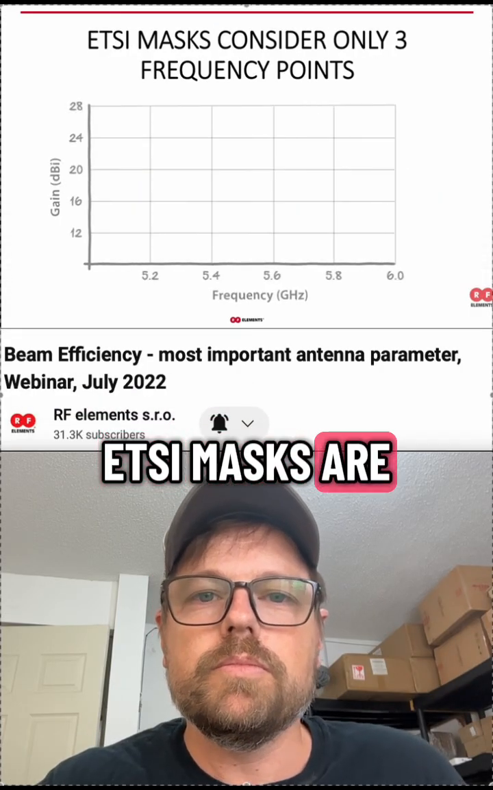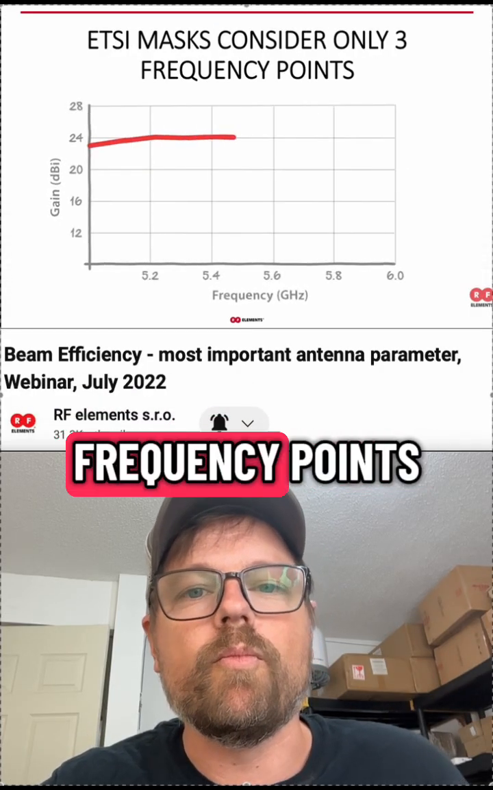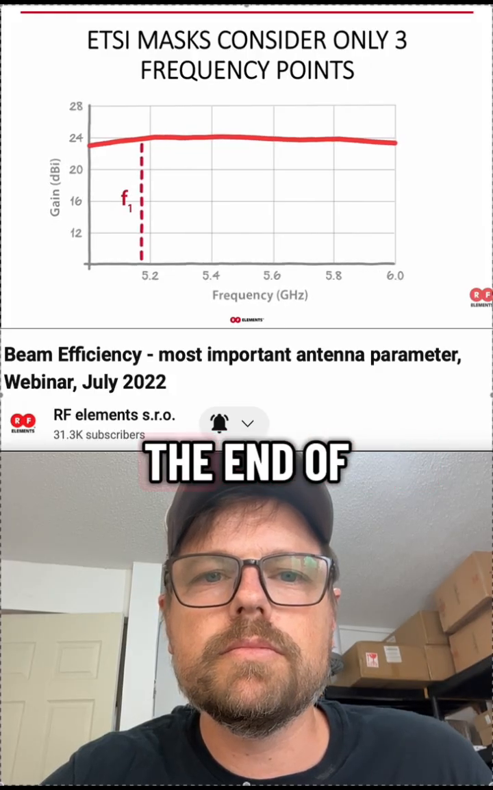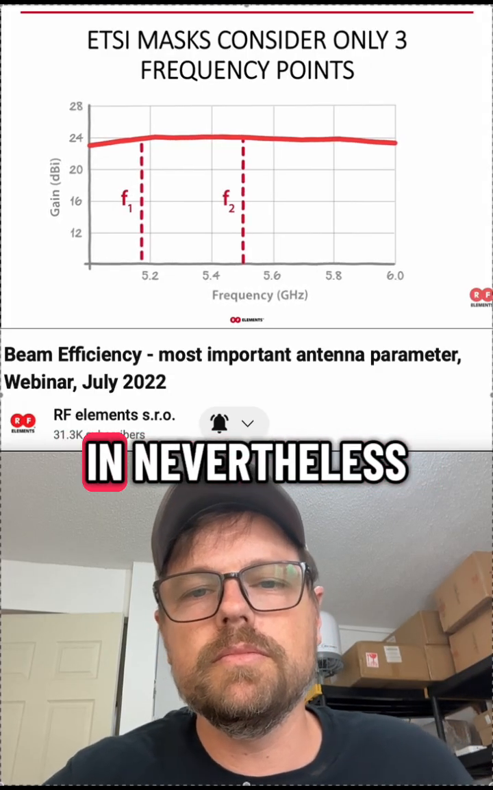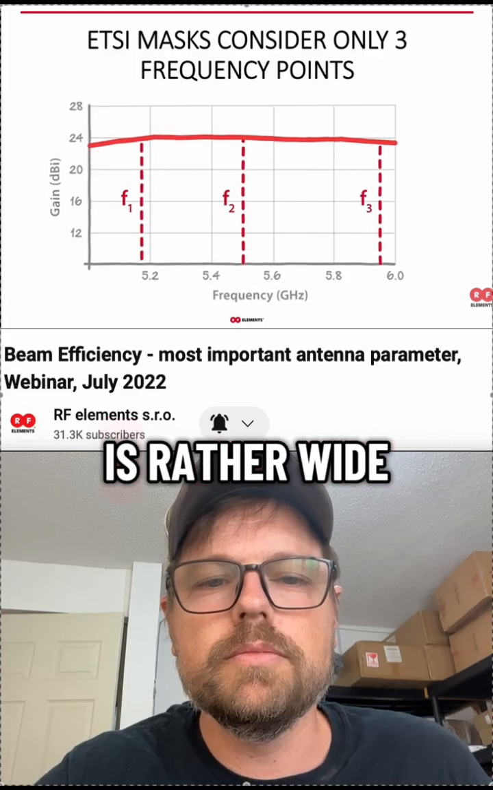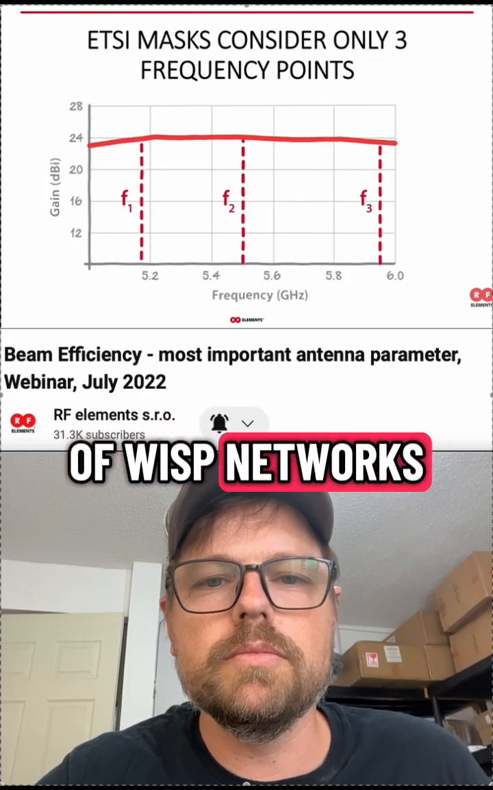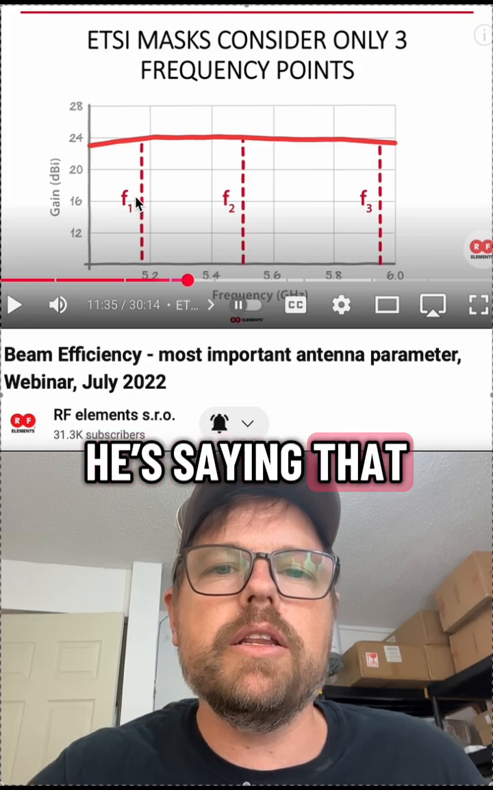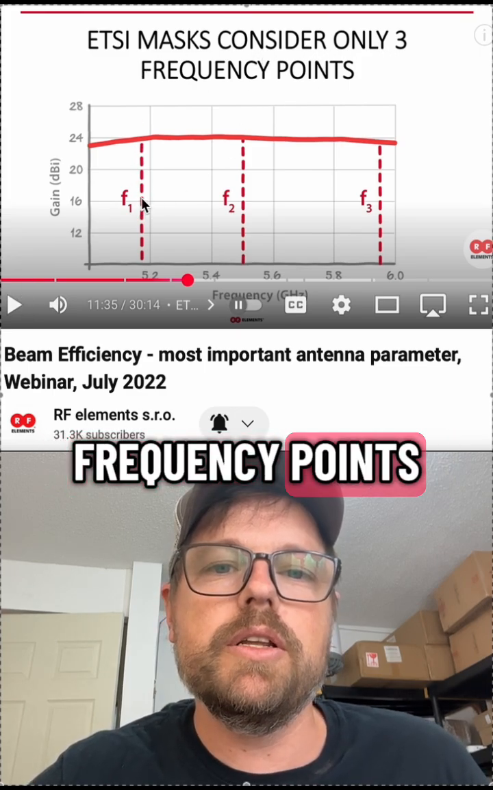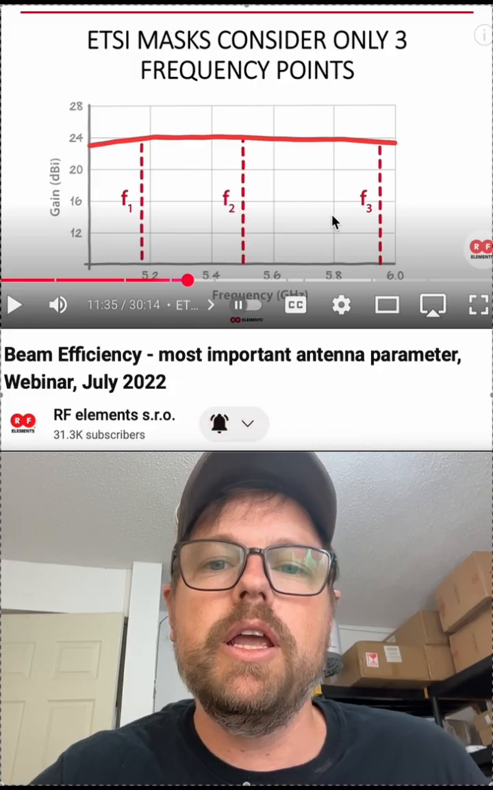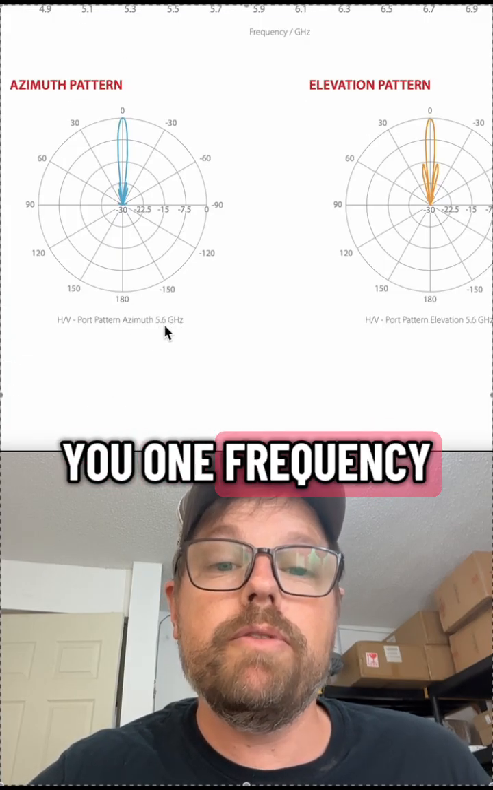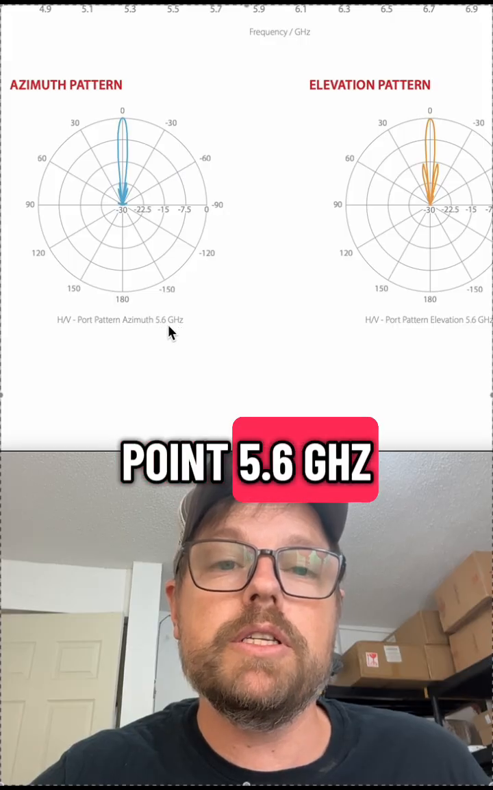ETSI masks are observed at 3 frequency points, so an improvement: the beginning, the middle, and the end of the spectrum an antenna works in. Nevertheless, the rest of the spectrum, which is rather wide in the case of WISP networks, is not covered. ETSI masks only consider 3 frequency points: the beginning, the middle, and the end. RF Elements datasheets only show you 1 frequency point, 5.6.